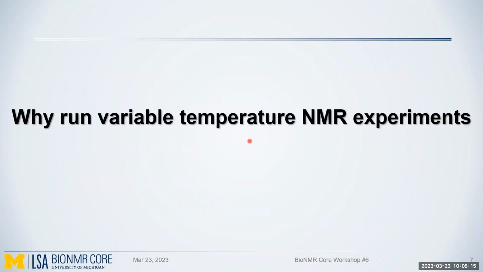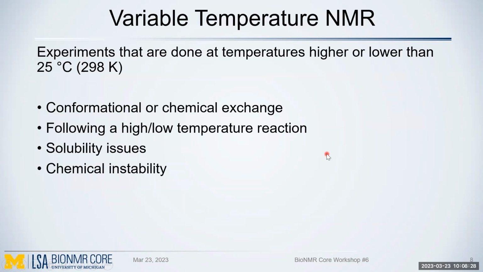So if you have not run variable temperature NMR experiments before, the first question you may have is why you want to run these kinds of experiments and what kind of information you can get from them. Variable temperature NMR experiments are defined as experiments that are done at temperatures higher or lower than 25 degrees Celsius or 298 Kelvin. Here I give some examples of the applications of VT NMR experiments. It is used most commonly for conformational or chemical exchange studies. Also, if you want to follow a high or low temperature reaction, you can run VT NMR experiments to check your reaction. Or if your compound is not very soluble in the solvent you choose, then you can increase the temperature to help with the solubility. Also, if your sample is not very stable at room temperature, then you can decrease the temperature to help stabilize your sample. So we will go through those examples one by one.